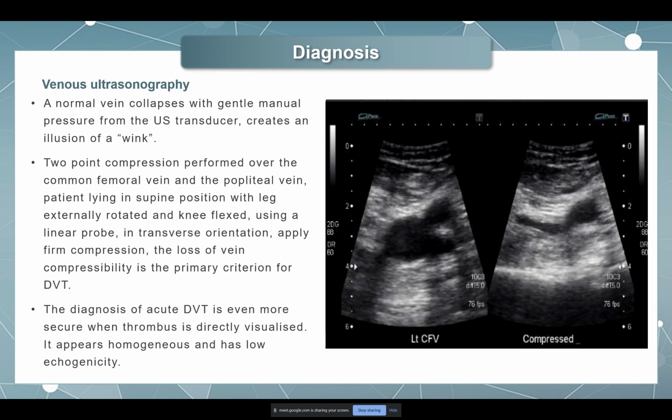So next one is venous ultrasound. This is what we usually do in ED. A normal vein can collapse with gentle manual pressure from the ultrasound transducer, creating an illusion of wings, and two-point compression is performed over the common femoral vein and popliteal vein. The patient lies in supine position with the leg externally rotated and knee flexed. Using a linear probe in transverse orientation, apply firm compression. The loss of vein compressibility is the primary characteristic of DVT. The diagnosis of acute DVT is even more secure when thrombus is directly visualized. It appears homogeneous and has low echogenicity.